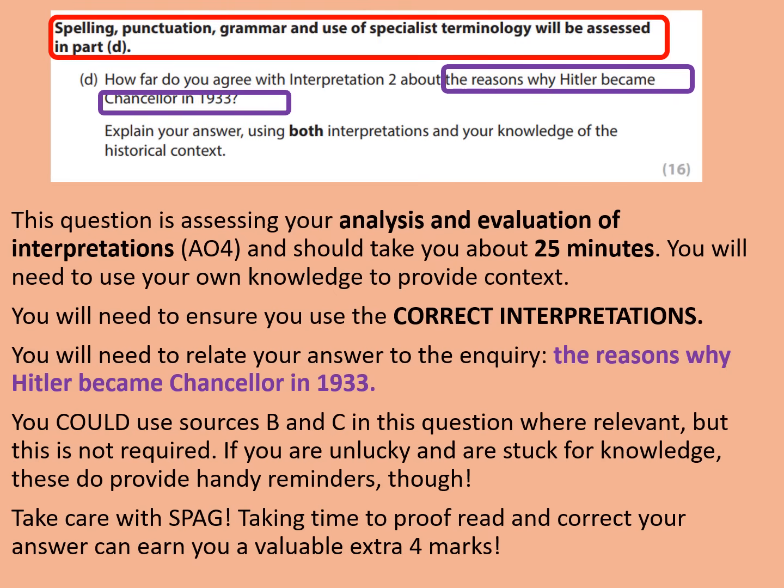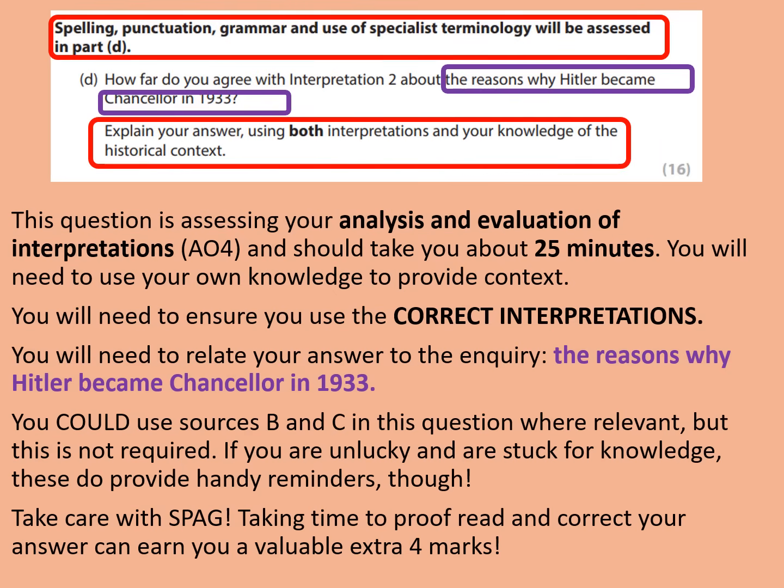Take care with the spelling, punctuation and grammar though. Taking time to proofread and correct your answer can earn you a valuable extra 4 marks, and it would be a real shame to miss out on a grade just because you made a few spelling mistakes. Bear in mind as well that you will need to use both interpretations and your knowledge to get full marks here. And remember, you're meant to give a judgment. How far do you agree with interpretation 2? Well, you can't know how far you agree with interpretation 2 until you've studied the interpretations. So we're going to do a recap of those interpretations and the sources before we get into writing this answer.